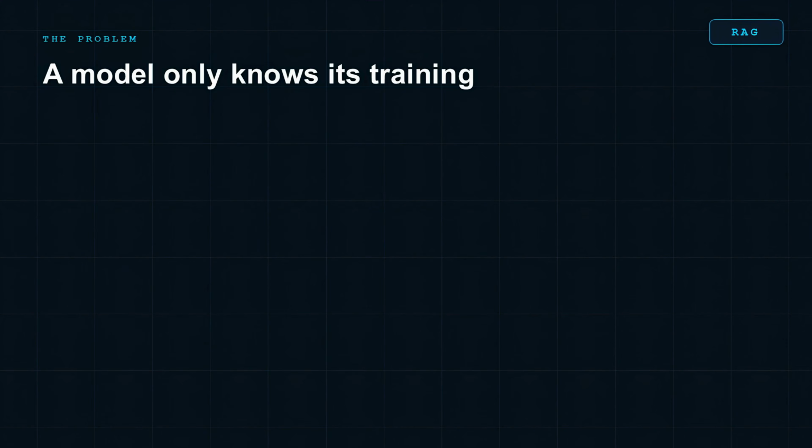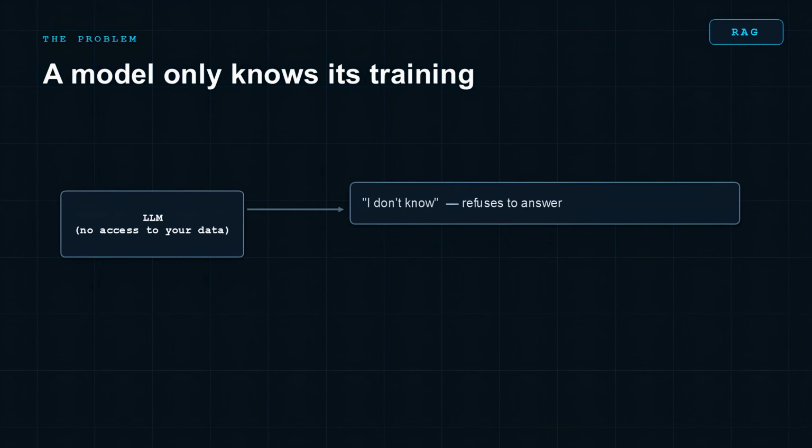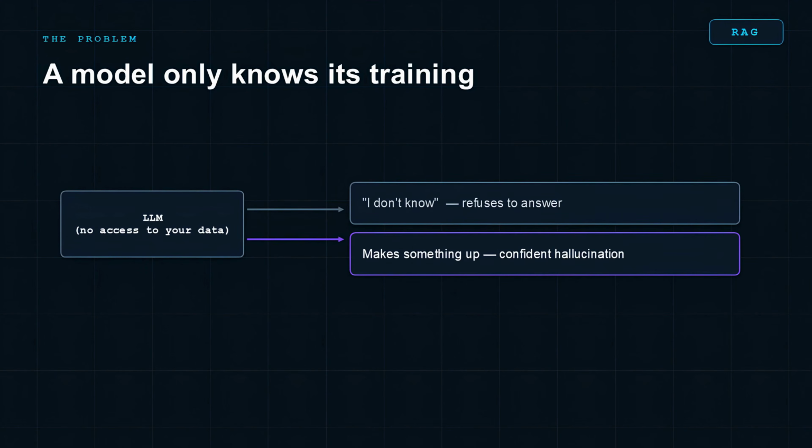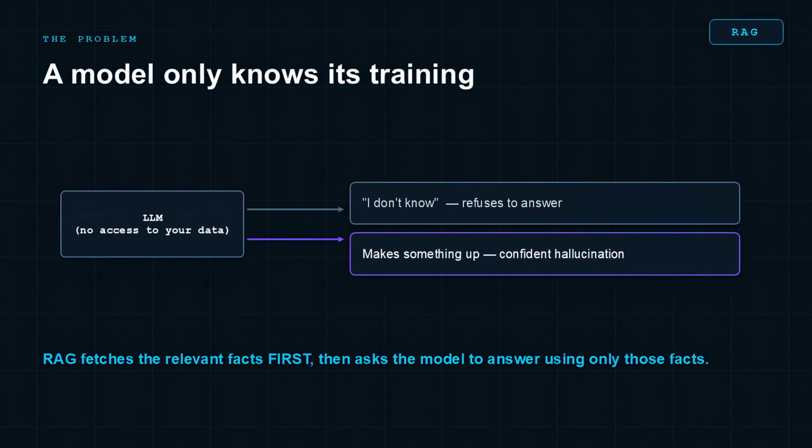A language model only knows what it learned in training. It has never seen your contracts, your tickets, your internal wiki. Ask it a question about your data, and it does one of two bad things. It says, "I don't know," or worse, it makes something up that sounds right. RAG, retrieval-augmented generation, fixes this by fetching the relevant facts first, then asking the model to answer using only those facts.